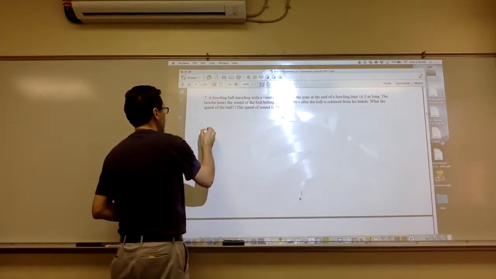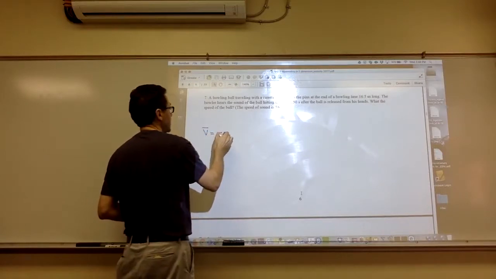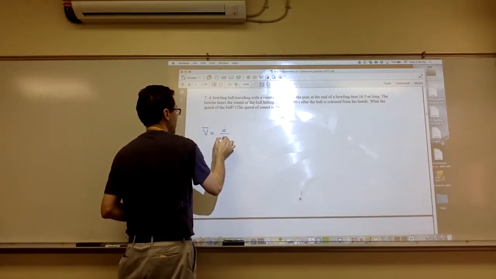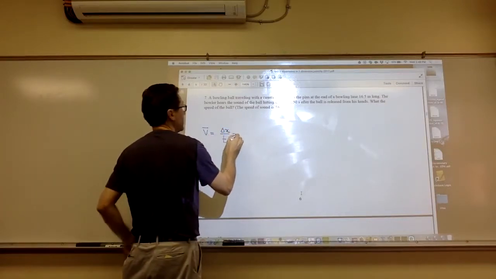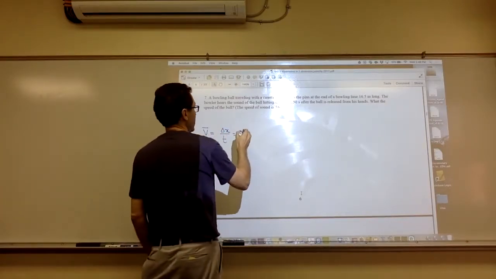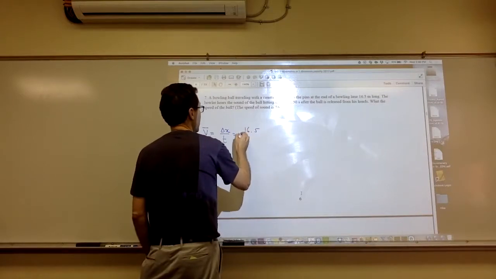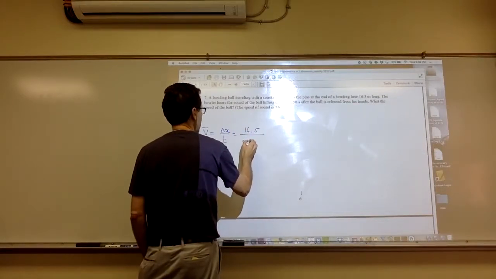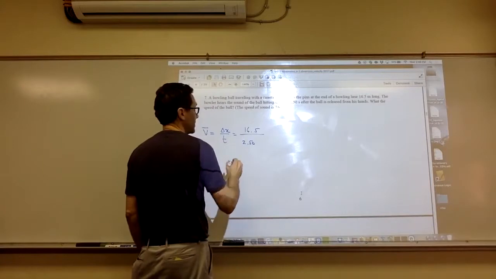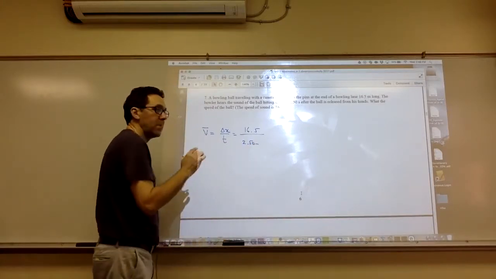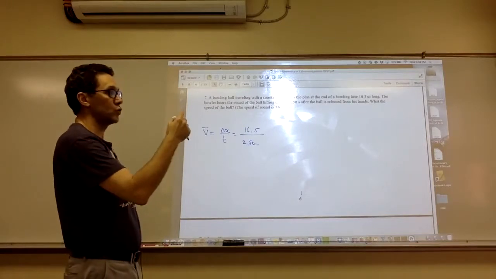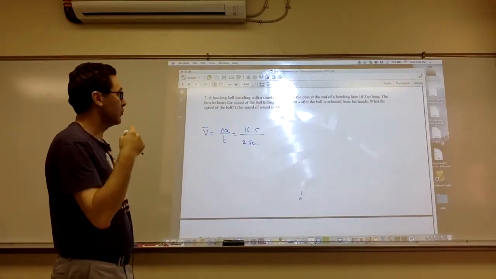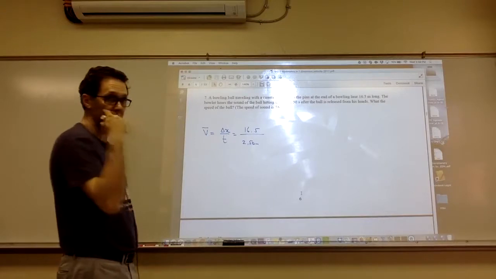So the v of the ball is the distance that the ball travels over the time. Or I can do delta x here. Now, it travels 16.5 meters, but it definitely did not take 2.50 seconds. It took 2.50 seconds minus the time it took for the sound to travel 16.5 meters to reach your ears. Just try to imagine that.